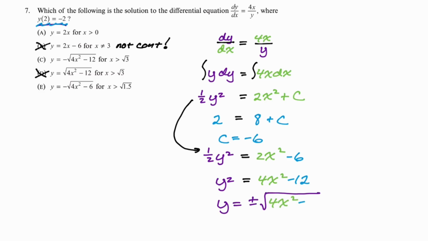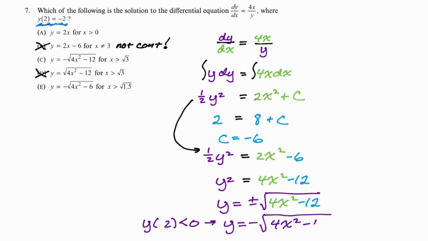I mean, it's not an option really from the options at this point, but in general, that can't be the answer because that's not a function, right? For any x value, there's 2 y values. Use the initial condition to decide if it's positive or negative. So y of 2 is less than 0, which means that we have to choose the negative square root.